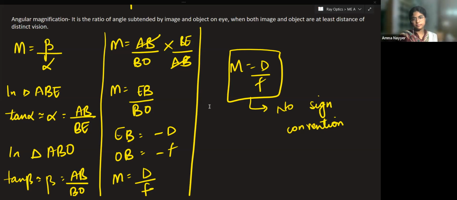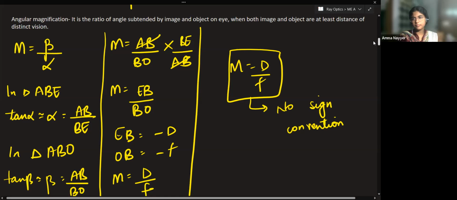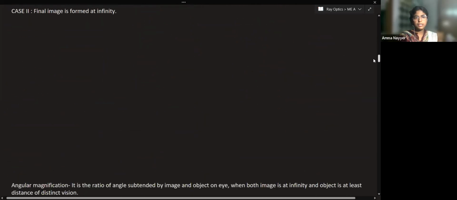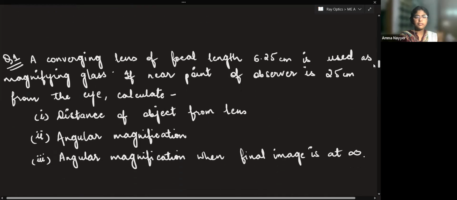Done. Image formed at infinity, angular magnification we have done.